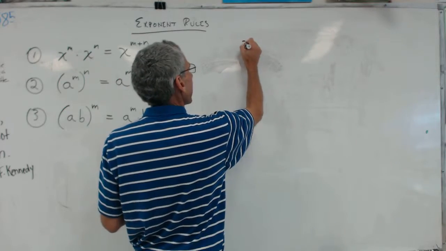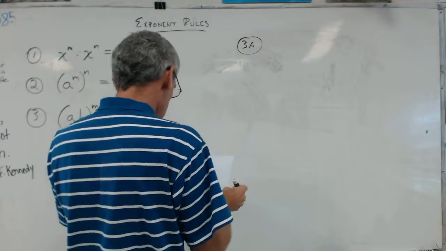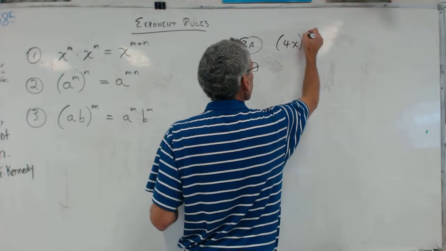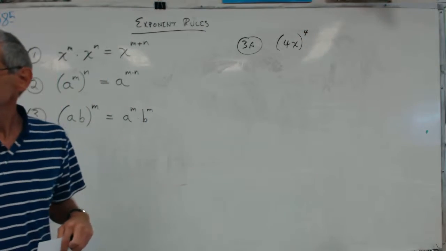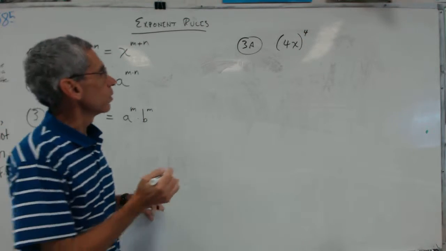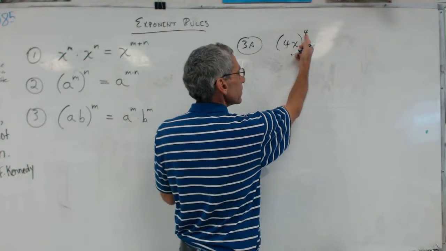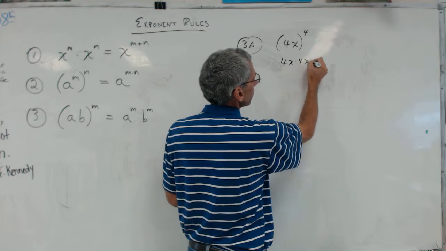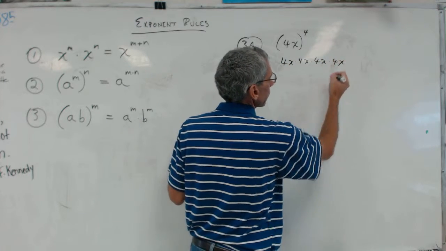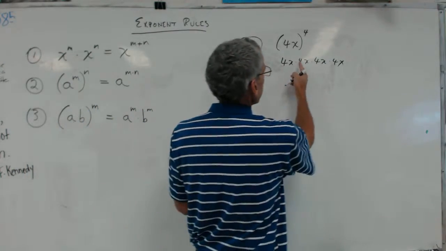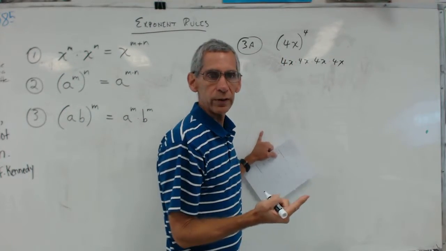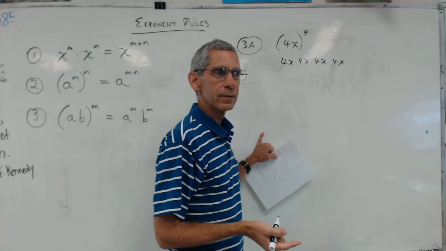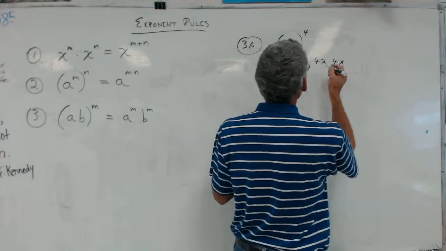So this one, 3a, an example of this, might be something like 4x to the 4th power, right? So think about it. This means 4x times 4x times 4x times 4x, right? That's what that means. Which means 4 times 4 times 4 times 4, which is 16 times 16, which is some big number, right? What is 16 times 16? Doesn't matter. Since I don't know, I'm going to do this.